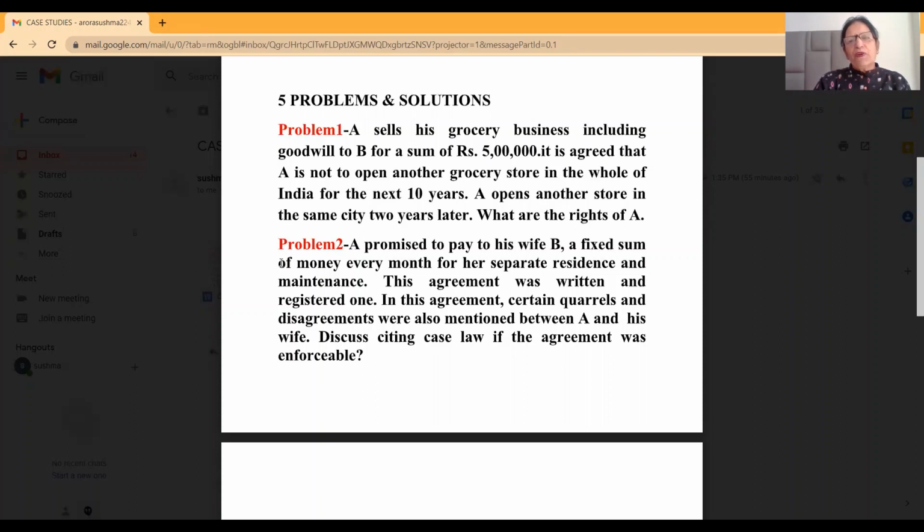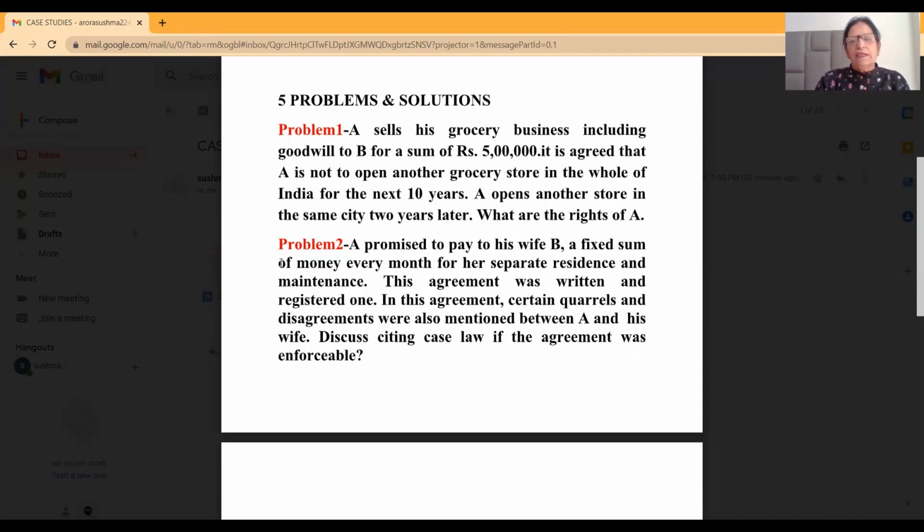Friends, this given problem relates to the heading consideration, no consideration, no contract. Exceptions to the rule, no consideration, no contract. The very first exception is agreements made on account of natural love and affection. Section 25, subsection 1. Any agreement which is made in the absence of consideration, but is made on account of natural love and affection.